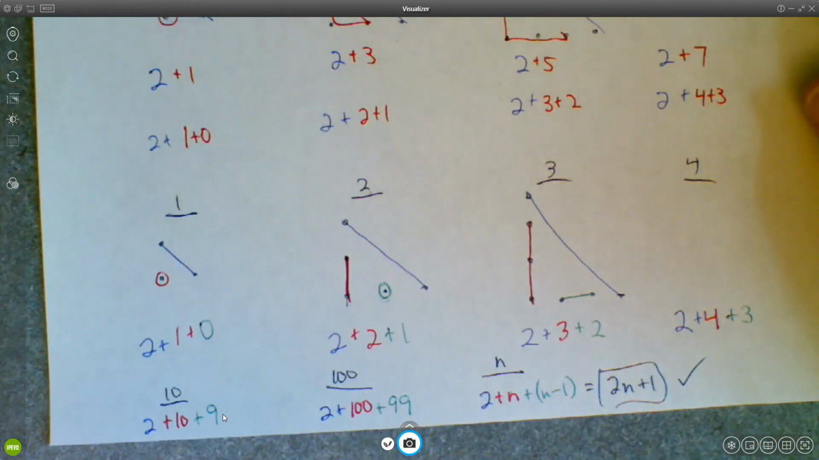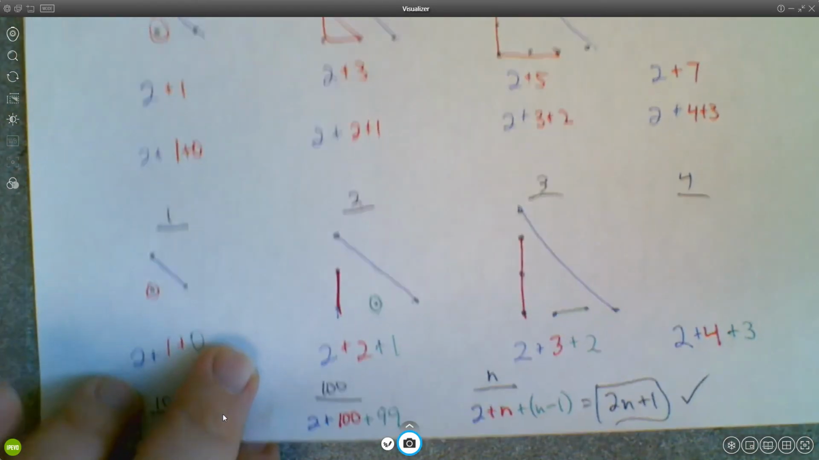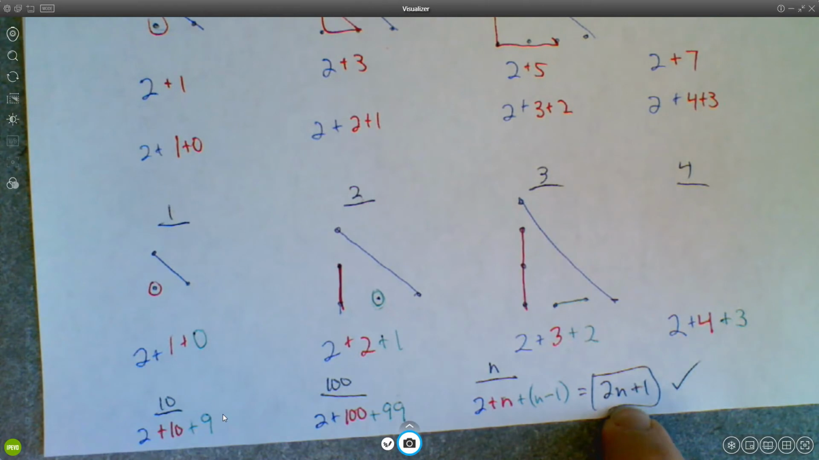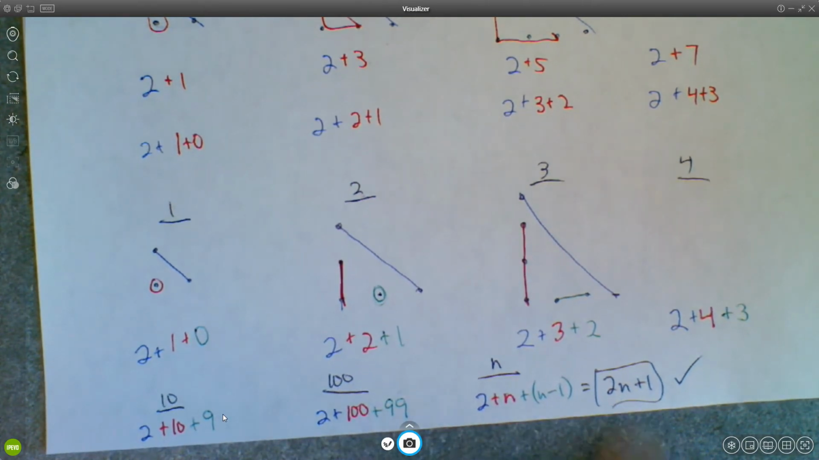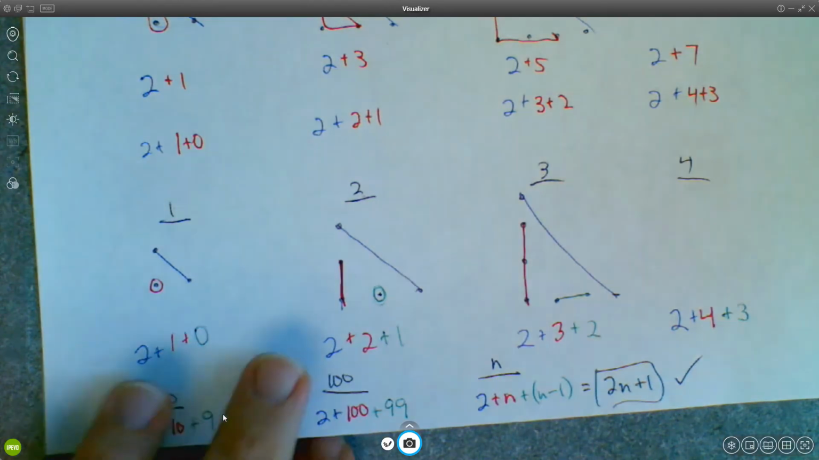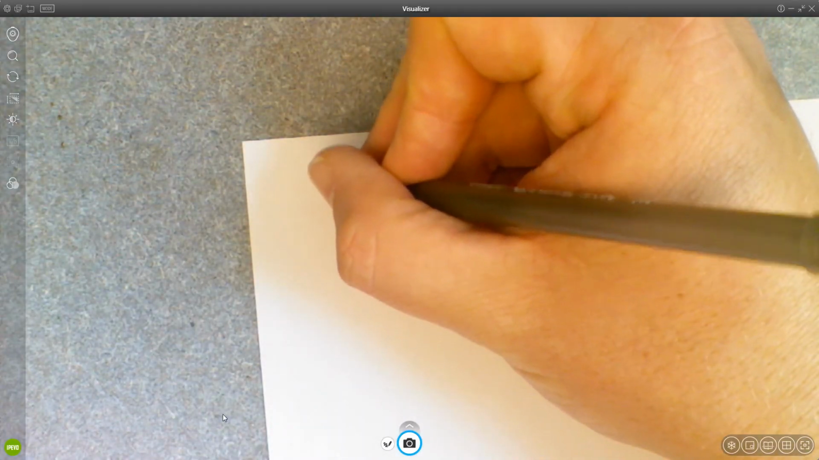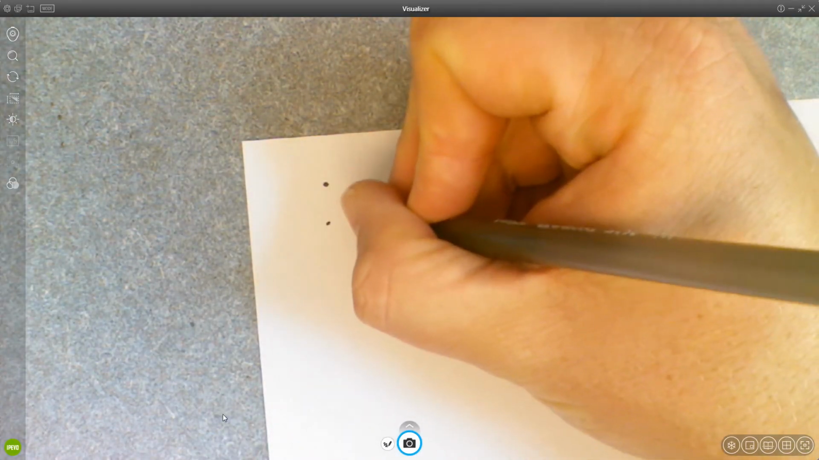Okay. Well, I have this brilliant idea of another way that you could do this. And maybe you came up with your own number pattern, and that's fine, as long as the nth figure simplifies to 2n plus 1, I think you're in good shape. But let me just give you one more way to do this that I thought of.